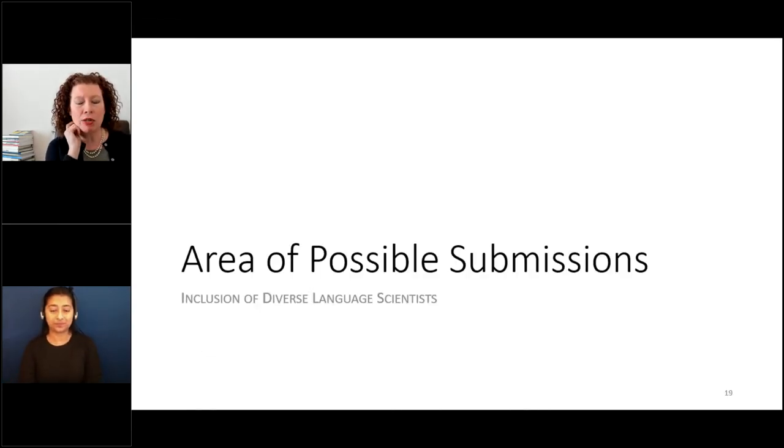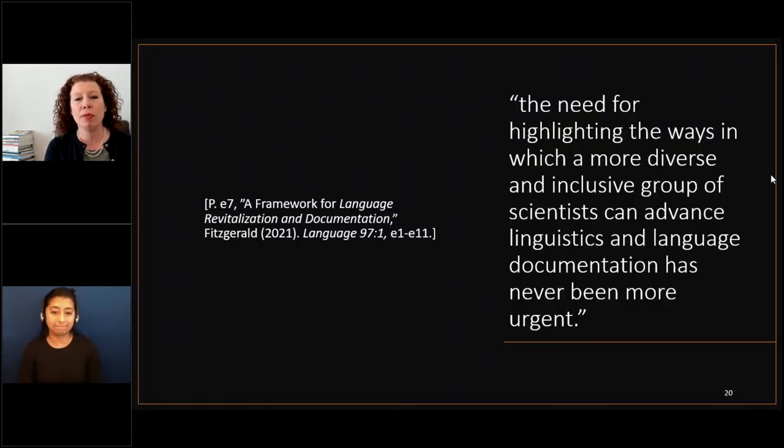And then I wanted to make sure I also talked about, in terms of an area of possible submissions, the inclusion of diverse language scientists. So this is a quote from my paper: the need for highlighting the ways in which a more diverse and inclusive group of scientists can advance linguistics and language documentation has never been more urgent. I cannot tell you enough of the value I see in advancing science by having more inclusive, diverse perspectives, and people who bring different questions, different frameworks, different epistemologies to their scientific inquiry. That is, in my opinion, one of the major ways science has advanced.